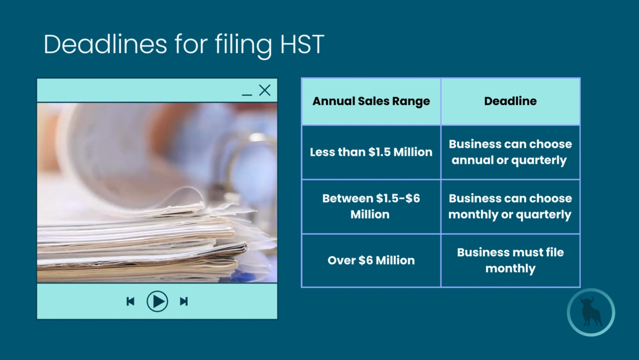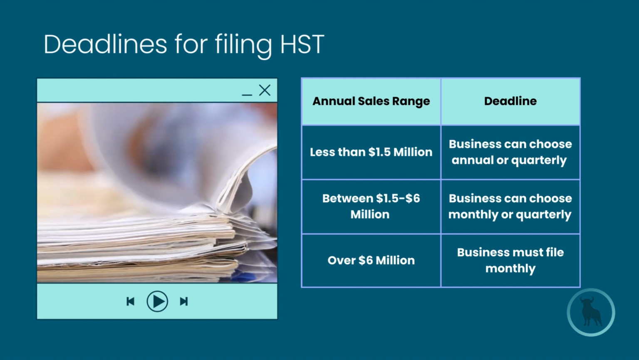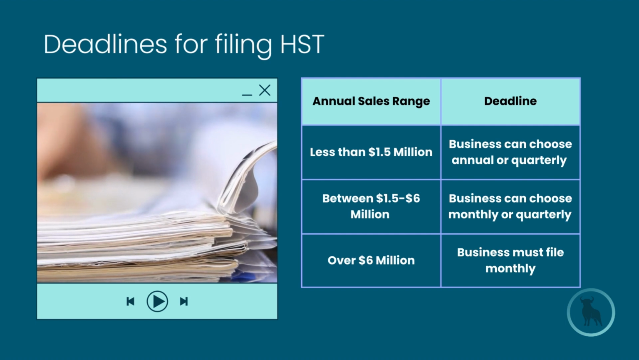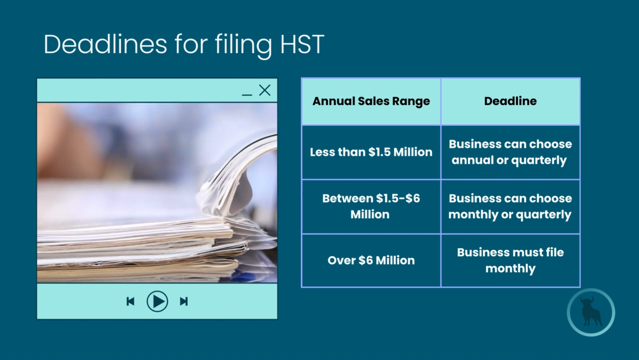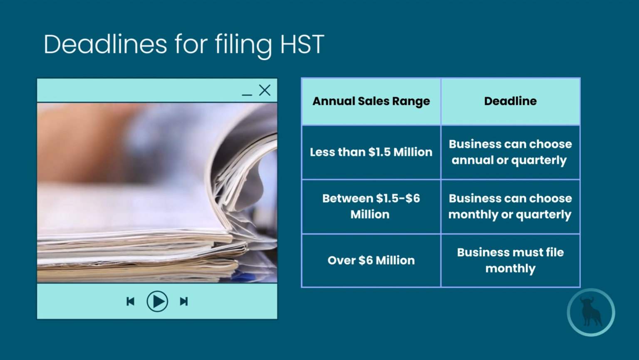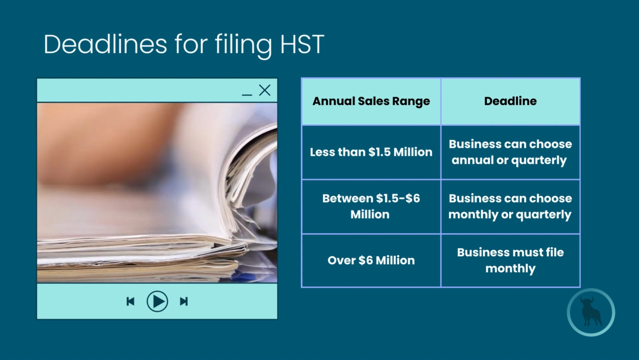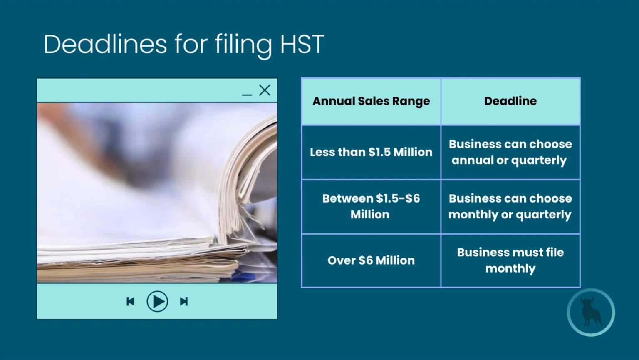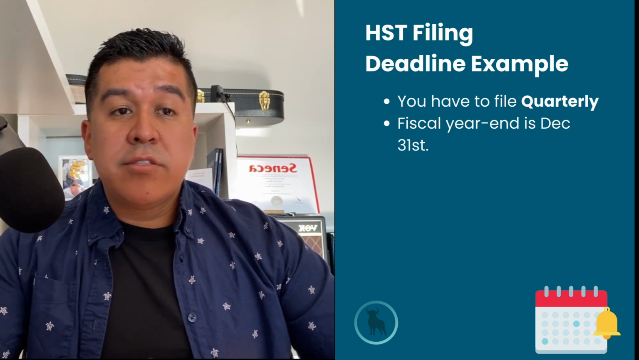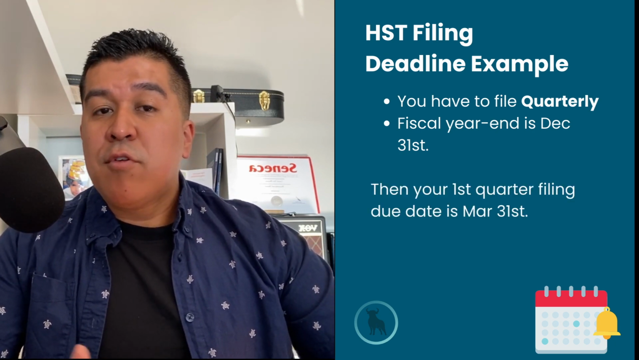Businesses that have sales less than $1.5 million can choose annual or quarterly filing. If a business has sales between $1.5 million and $6 million a year, these businesses can choose monthly or quarterly filings. And businesses that have over $6 million in sales must file monthly. The deadlines are dependent on the fiscal dates of the business. For example, if your fiscal year end is December 31st, your first quarterly due date for filing would be March 31st.